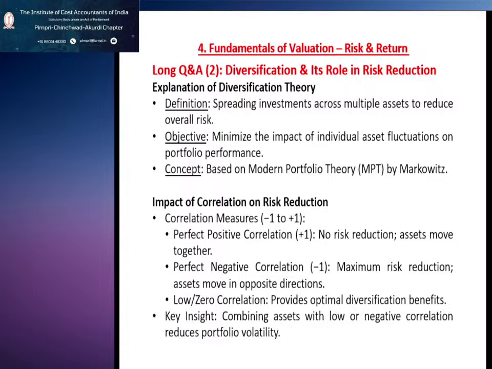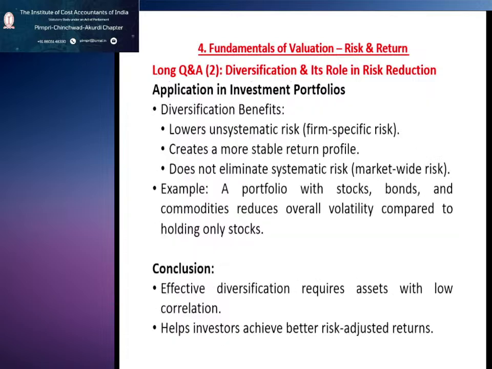Then we covered diversification and its role in risk reduction. Diversification is one of the risk reduction strategies, and diversification theory is spreading investment across multiple assets to reduce overall risk. Objective-wise, it minimizes the impact of individual asset fluctuations on portfolio performance. Concept-wise, it is based on modern portfolio theory by Markowitz. We saw the impact of correlation on risk reduction: combining assets with low or negative correlation reduces portfolio volatility. Application of diversification in investment portfolios lowers the unsystematic, firm-specific risk and creates a more stable return profile.